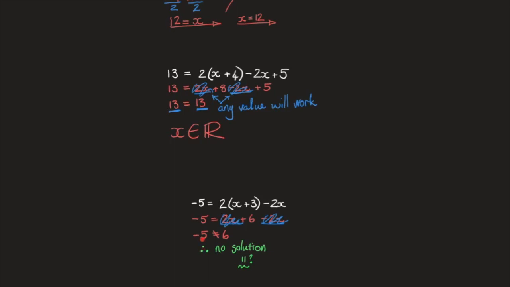And lastly, we have the situation where there's no solution. So the x's cancelled out each other, you've got 0 x's left, but you have negative 5 is equal to 6, and of course negative 5 is not equal to 6, so that must mean there is no solution. And there we go.